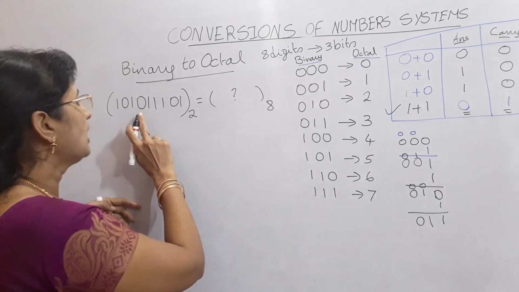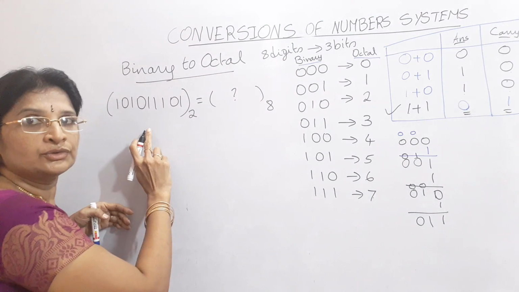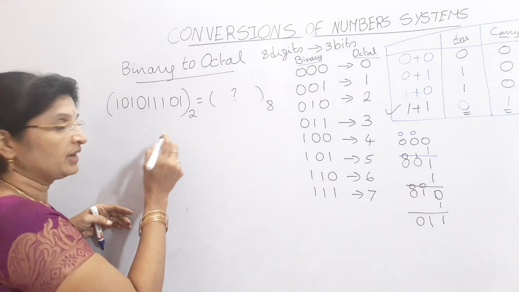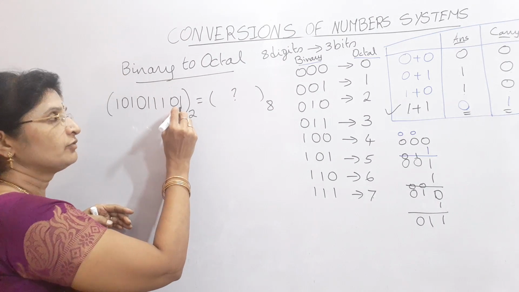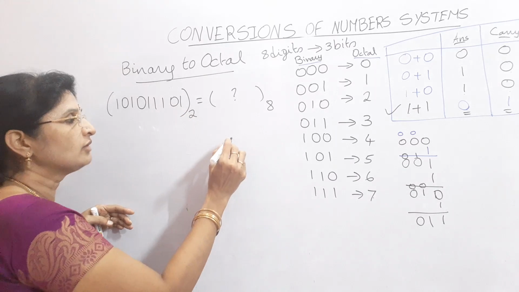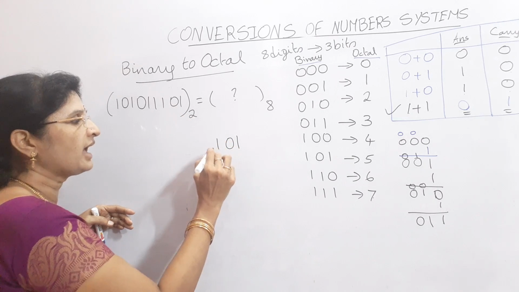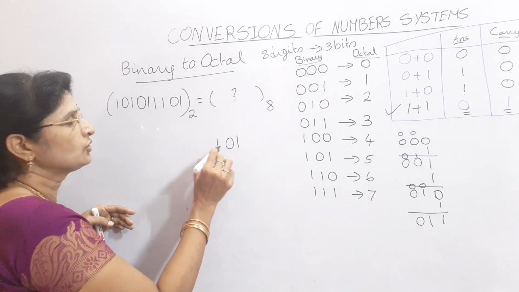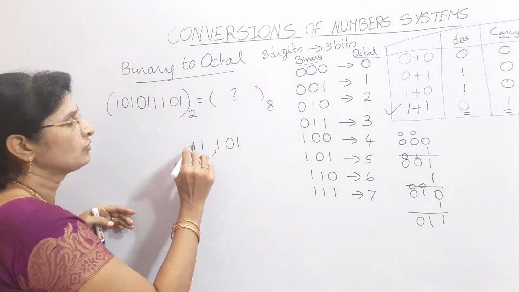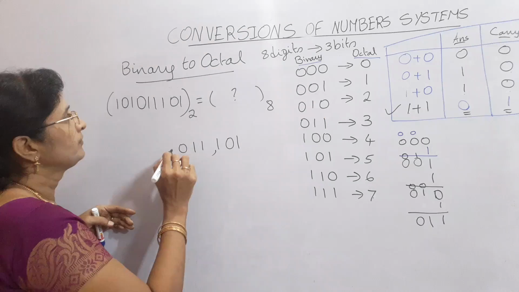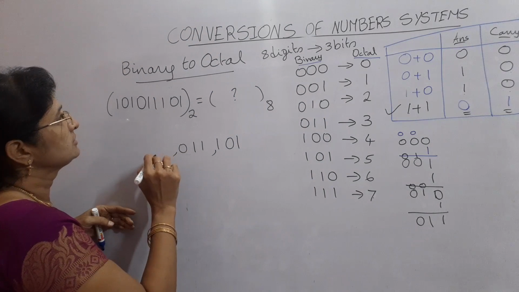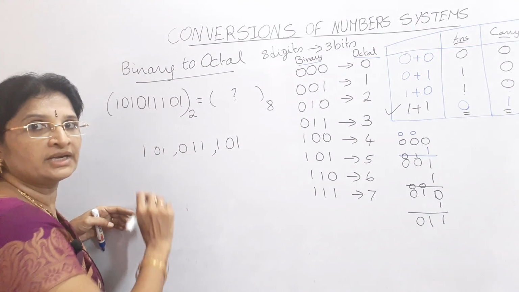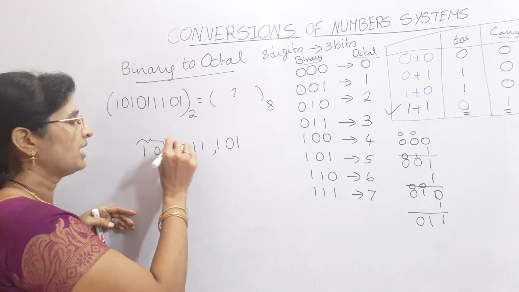So first of all, what you have to do here is, you have to separate these digits. From this end, you have to separate them as 3 digits. So first one is 0, 1, 1, 0, 1. Next one is 1, 1, 0. And the next one is 1, 0, 1. So now I have separated it as 3 parts.